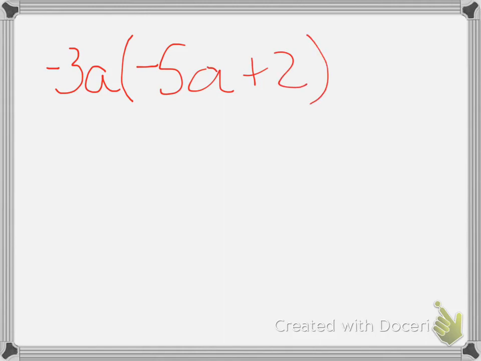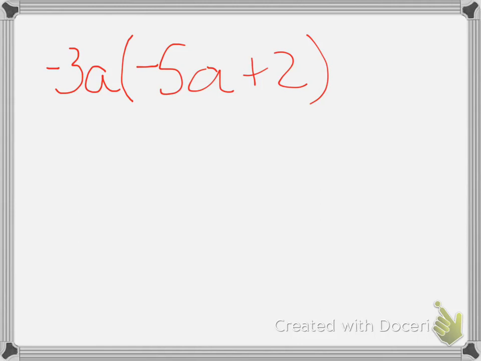Okay, so we did distributive property, right? So let's do one more distributive property. If I have negative 3a times negative 5a plus 2. I know this is distributive property because remember what I said, there's no equals, so I'm not solving anything. But I want to know, am I adding, am I multiplying, what am I doing? You want to look where the parentheses are.